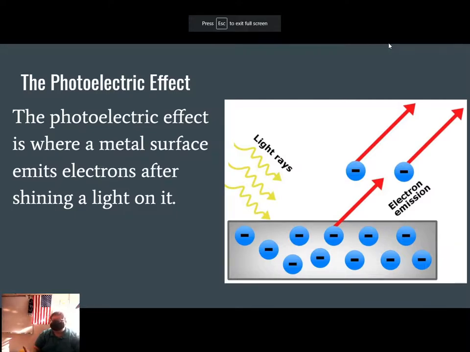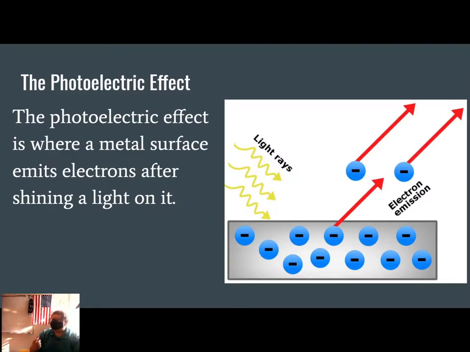Now we get to our second experiment, the photoelectric effect. So scientists discovered, around the end of the 19th century, so the end of the 1800s, that if you had a piece of metal, some kind of metal foil or something that was charged up, you could shine a light on it and it would lose that charge.